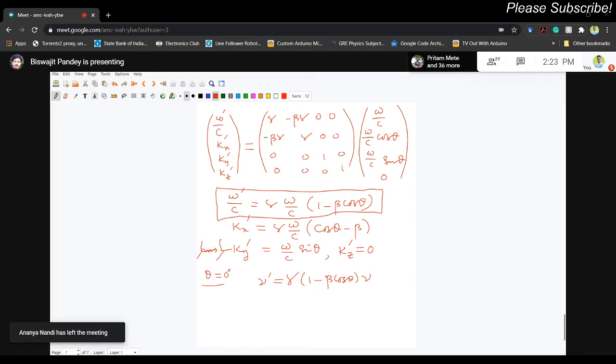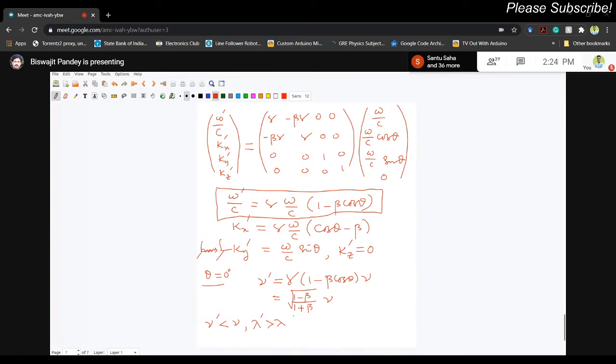Cos theta is 1 if theta is 0, so you will write 1 minus beta, and gamma is just 1 over the square root of 1 minus beta square. So if you simplify that, it will be the square root of 1 minus beta divided by 1 plus beta, into nu. So clearly, in this case, nu prime will be smaller than nu, right? Frequency will decrease. Frequency and wavelength are inverse to each other, so lambda prime will be greater than lambda. The wavelength of the light observed in the prime frame will be longer than in the original frame where the light was emitted.